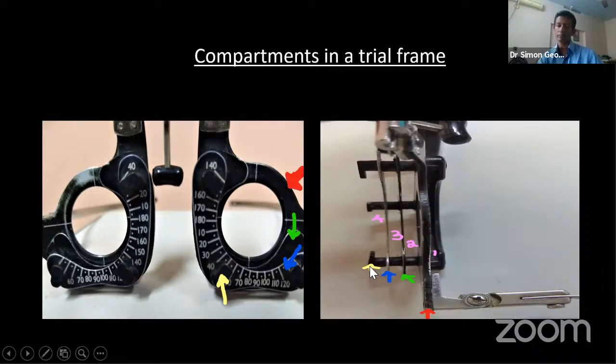And in front of it, with the yellow color, I have marked another support where you have got the fourth compartment. So you can put all these accessories, high power lenses, etc. in either 4 or 1. The second compartment is definitely used for only spherical lenses, while the third compartment is used for the cylindrical lenses.